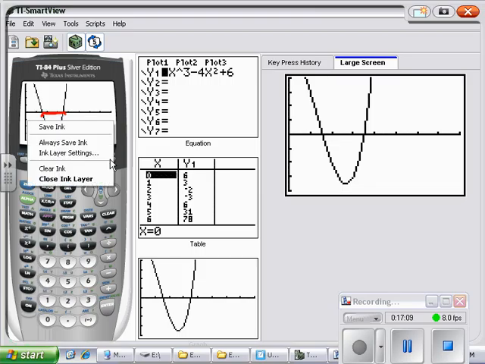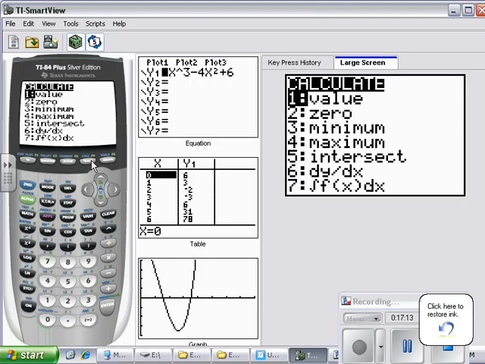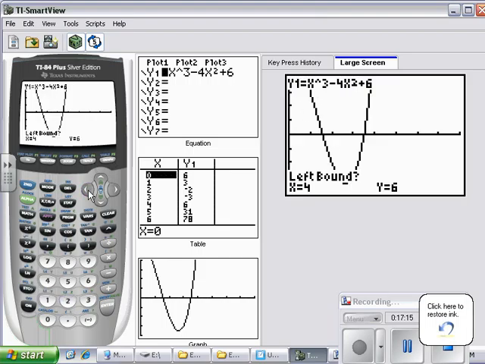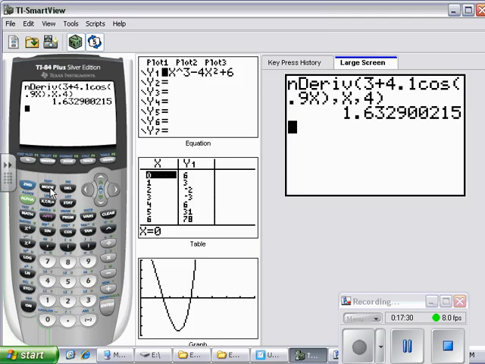So second calc, option 2. Left bound, get my first one. Go to the left of the 0 and hit enter. Right bound, enter. And I have it 1.57. I'm going to leave this and hit store alpha A. Enter. Make sure you do enter for that.